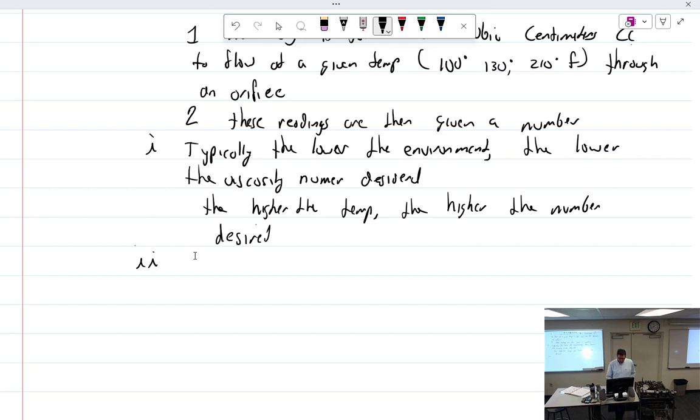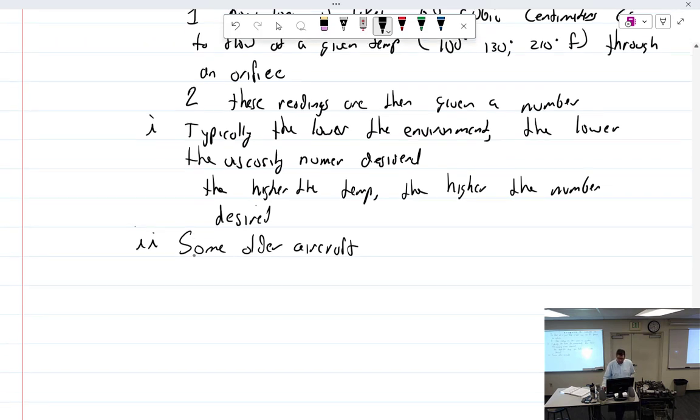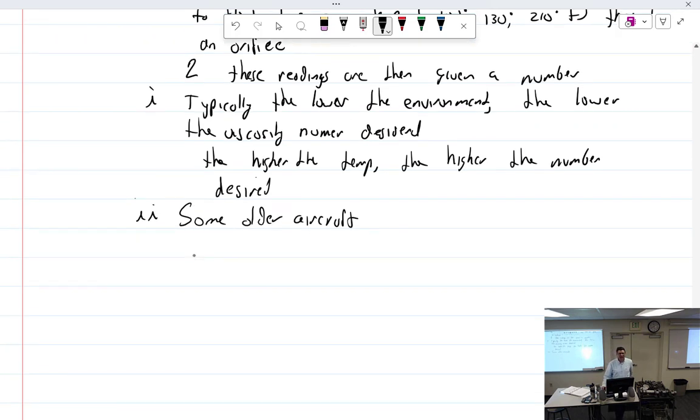Some older aircraft, I don't think they have it anymore, is why I say older aircraft, but I think our 310 out there has this system on it. Some older aircraft were equipped with oil dilution systems.